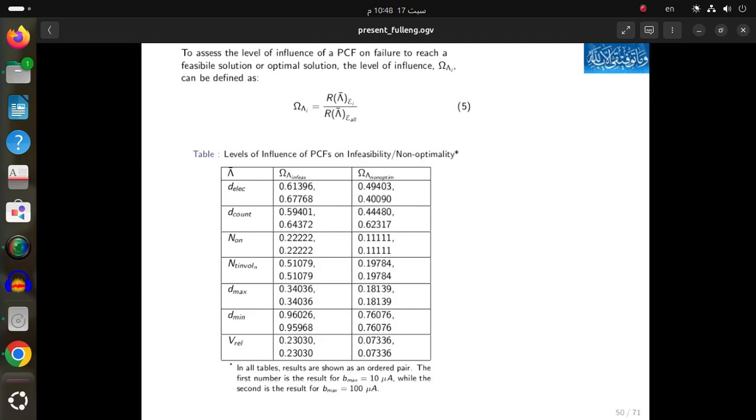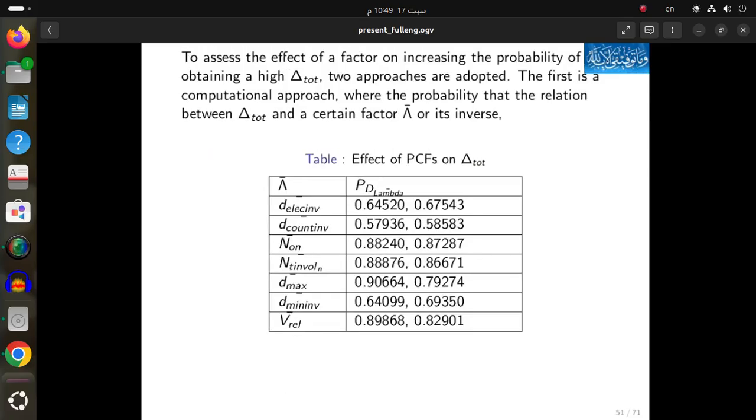The results are shown in this table for both the ordered pair for two different electrode current limits. The second computational measure that we define is the probability related to the visual error. We study for each factor the probability that increasing or decreasing this factor increases the visual error. This is computed by comparing each pair of examples pairwise, studying whether increasing this factor increases the visual error or not, and based on this we can compute probabilities. The probabilities also are shown in this table.